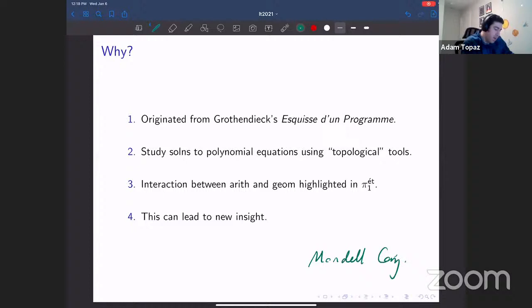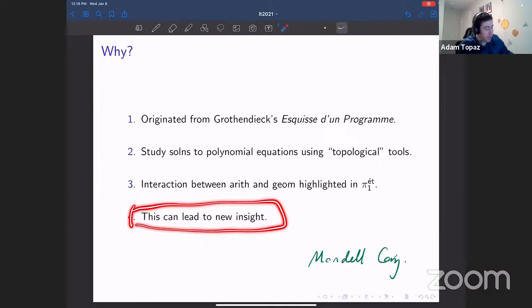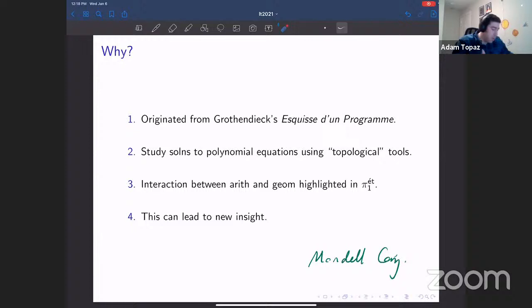So in some sense, this was one of the motivating ideas: to view rational points or solutions to polynomial equations via what they induce on the level of étale fundamental groups. Okay. I'm not going to really say any details about this, but maybe I should just highlight that the main reason I'm interested in it is because it can lead to new insights about the relationship between arithmetic and geometry by studying the structure of objects like the étale fundamental group.